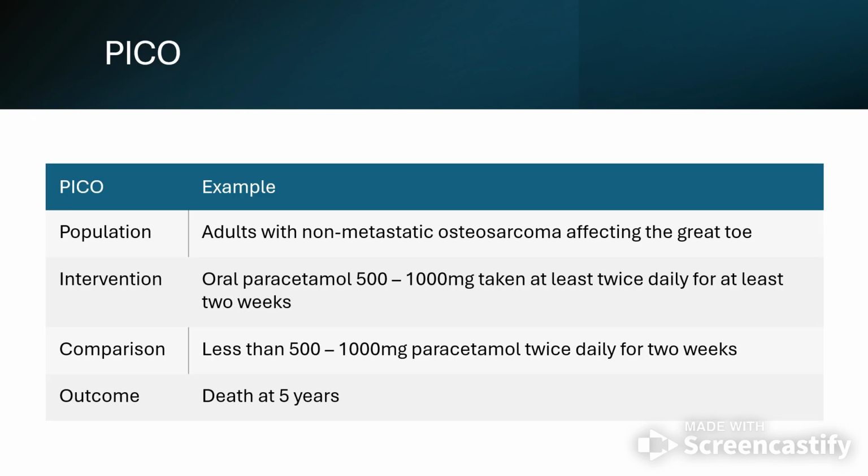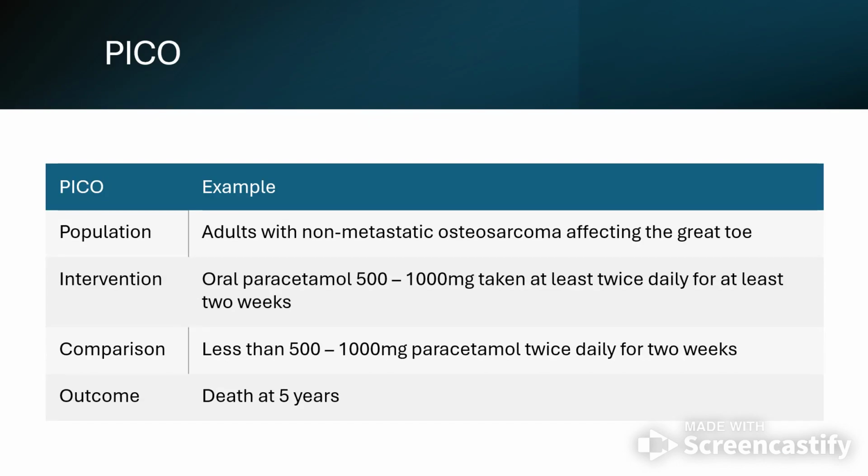One good way to formulate a research question is using this acronym PICO. So P is for population. So we started with a fairly vague research question about, does paracetamol work for osteosarcoma of the great toe? Let's try to refine that a little bit more. So the population in which we're interested is adults with non-metastatic osteosarcoma affecting the great toe.